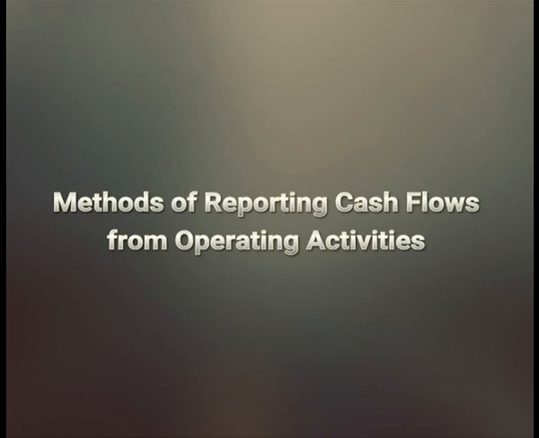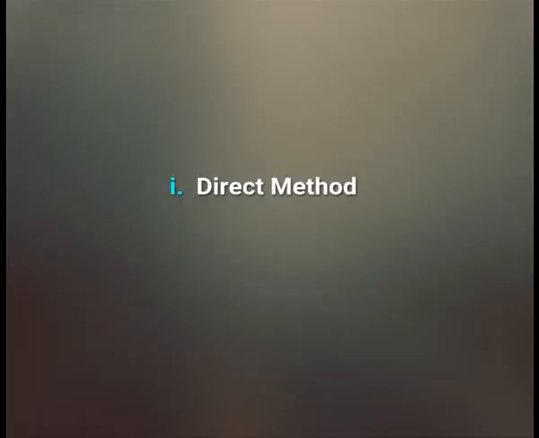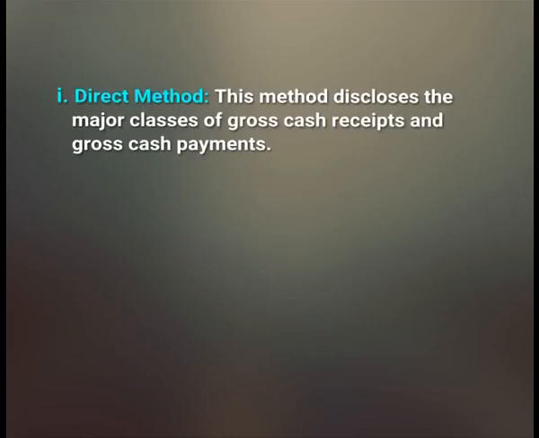Methods of reporting cash flows from operating activities. See, there are two methods by which an enterprise may report cash flows from operating activities. They are: first one, the direct method, and the second one is the indirect method. First of all, we will have a look at the direct method. This method discloses the major classes of gross cash receipts and gross cash payments.